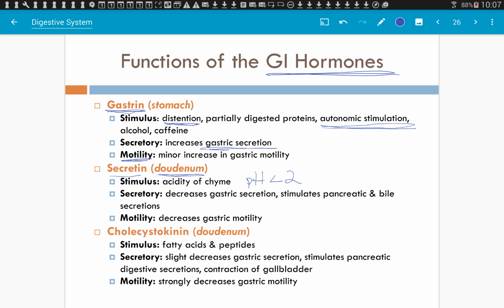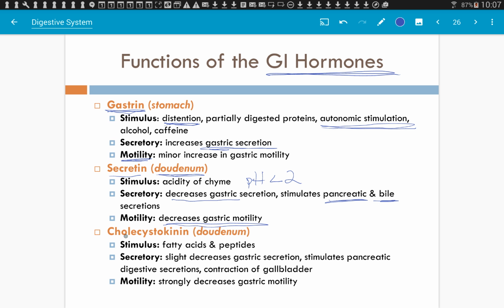So if secretin is released, it decreases gastrin. Okay. So it's a kind of a negative feedback reaction with gastrin. But it stimulates secretions from the pancreas and bile, which is coming from the gallbladder. And it decreases gastric motility. So if the stomach is churning, if secretin is secreted, it's going to slow down that movement, okay?